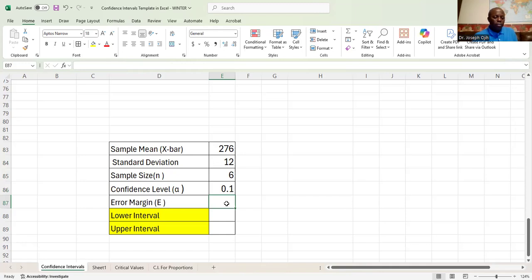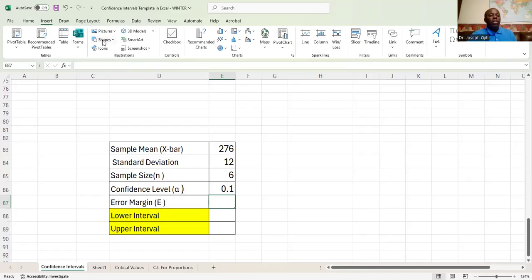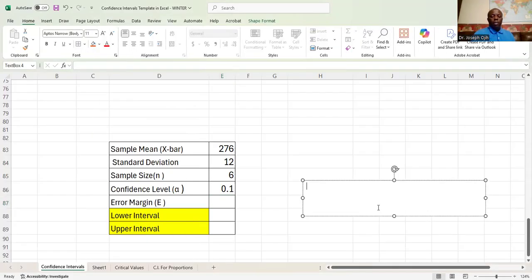And error margin. Now for this error margin, we're going to use something similar. I'm going to show you the same formula we'll be using. I'm going to write it on the side. Okay. Equals, you're going to use not confidence dot T this time around. Confidence.